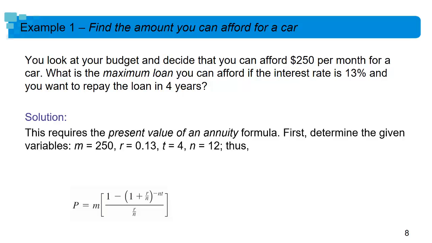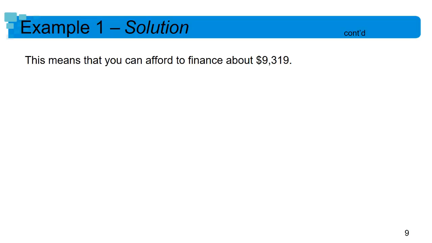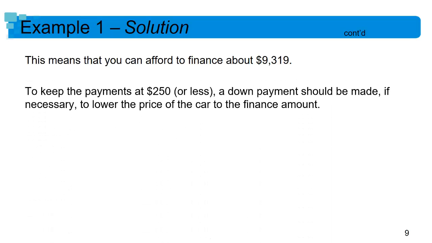So here's the present value formula. Plug in everything you know, right? M is your monthly payment of $250, R is 0.13, your interest rate, T is 4, N is 12 because you're making monthly payments. Plug that all in, and you can see $9,318.80 basically. So to keep the payments at $250 or less, that's how much you can afford.